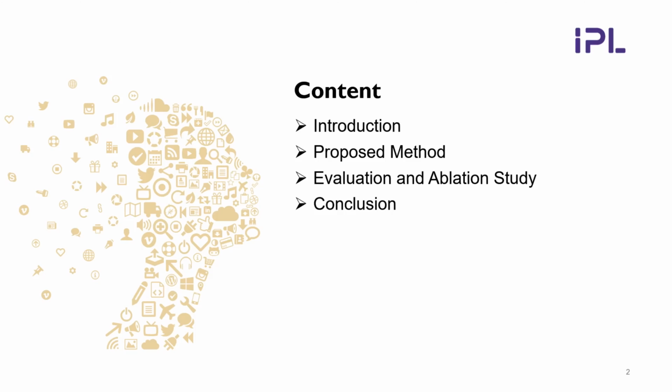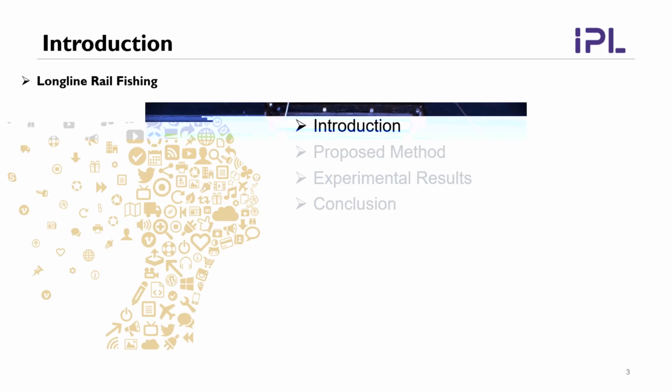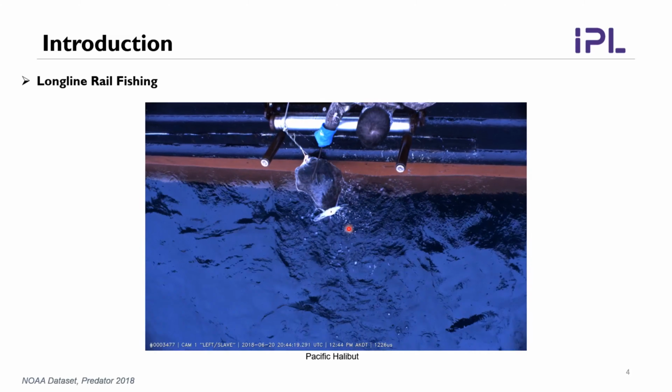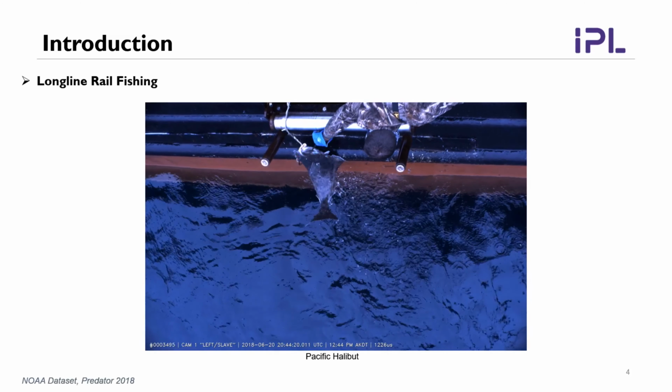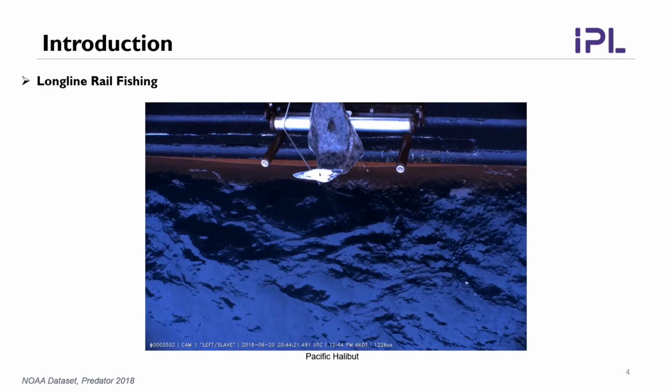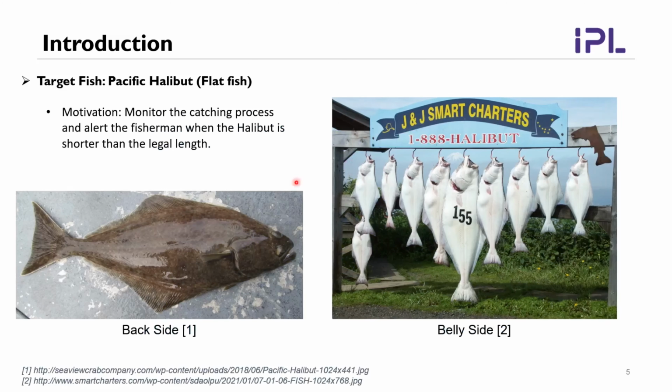I'm going to talk about these 4 parts one by one. First, its introduction. This is a video example from the dataset of this project. We can see there is a fish, actually a Pacific halibut, hooked on the fishing line and pulled up by a fisherman. This is called longline rail fishing, and our target fish is Pacific halibut. It's a kind of flatfish.